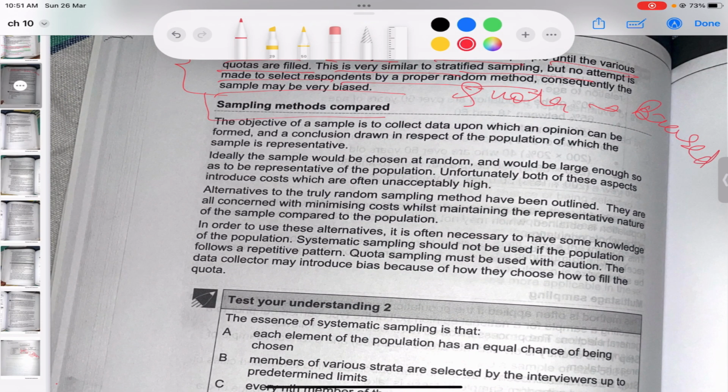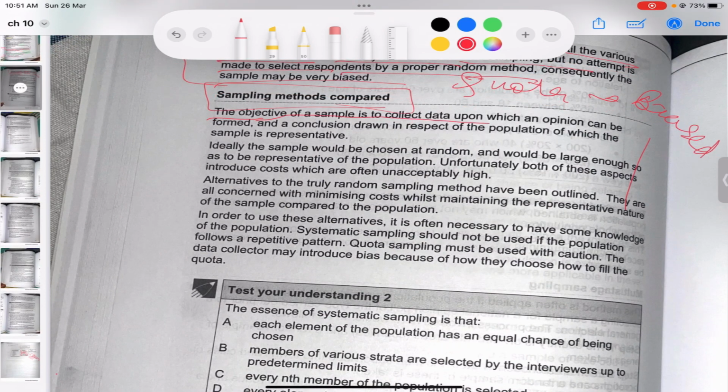Okay, now let's compare the sampling methods. The objective of a sample is to collect data upon which an opinion can be formed and a conclusion drawn in respect of the population. Ideally, the sample would be chosen at random. Unfortunately, there are very high costs whenever you're doing sampling. Truly random sampling has been outlined, and the other methods are all concerned with minimizing cost. So there are limitations as well as positives of every form of sampling, right? Some are expensive, but they are very valid and verifiable. Some are very cheap, but they are not giving us actual results.